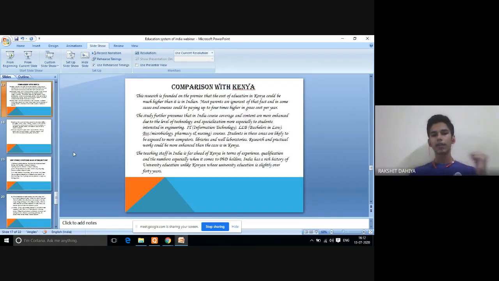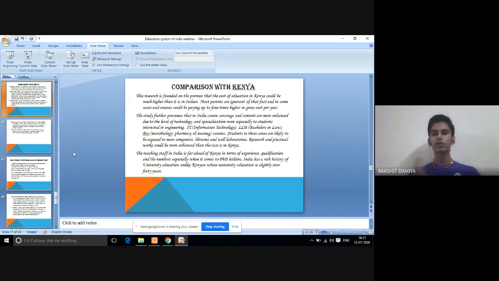This research is founded on the premise that the cost of education could be higher than it is in India, which means people think that the fees asked for Kenya are much less than India, so the cost should be higher as it is in India. Most parents are ignorant of the fact that in some cases and courses they could be paying up to four times higher in gross cost per rate, which means parents would be paying much more money than they are paying for the schools. So they are ignorant of this fact.